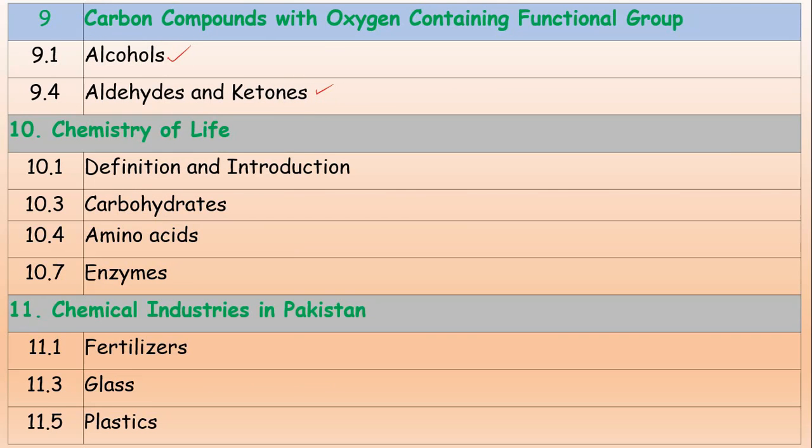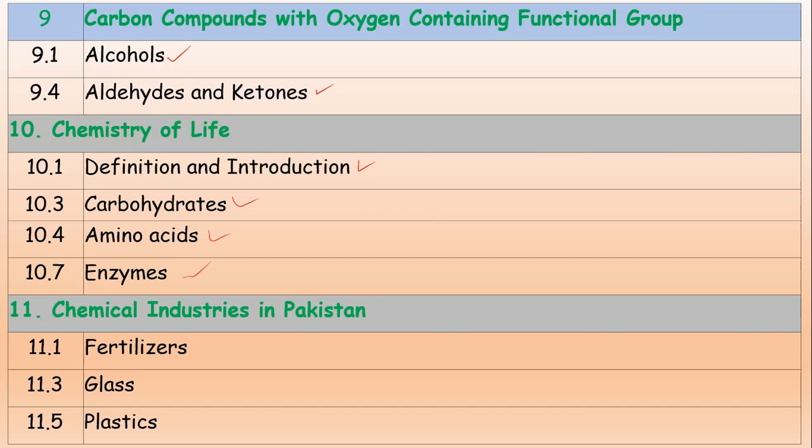So chapter number 10 is the chemistry of life related to biology, biochemistry, definition and introduction. Then carbohydrates we will discuss, amino acids and enzymes, proteins, lipids, and there were also vitamins in this chapter, but they were reduced and we have to discuss only the carbohydrates, amino acids and enzymes.